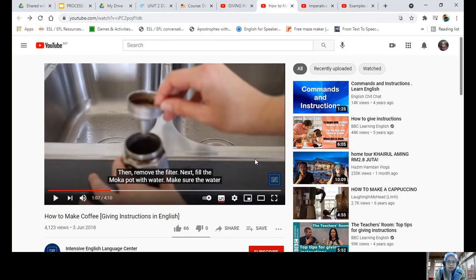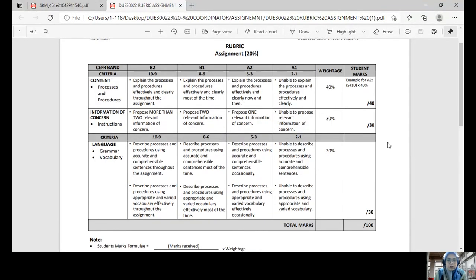Okay, let's look at the rubric. Okay, kita tengok rubrik. Rubrik ni macam kriteria lah, sama ada you nak tahu macam mana pengiraan markah dia. Okay, so you see here, we actually look into content, process and procedure, whether you can explain the process and procedure clearly tak, effectively tak.